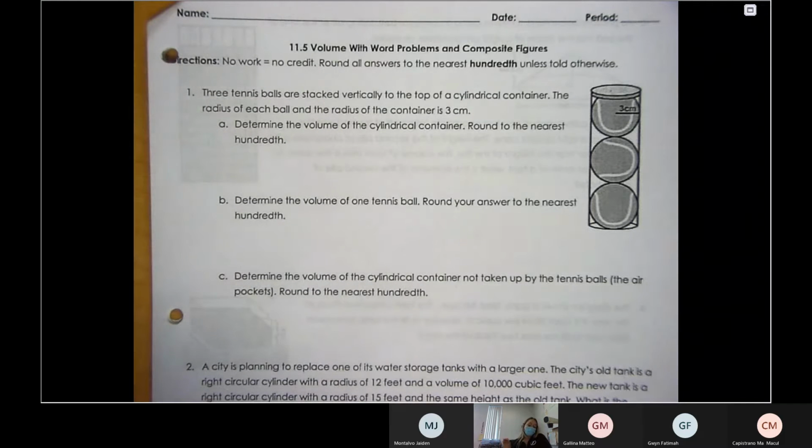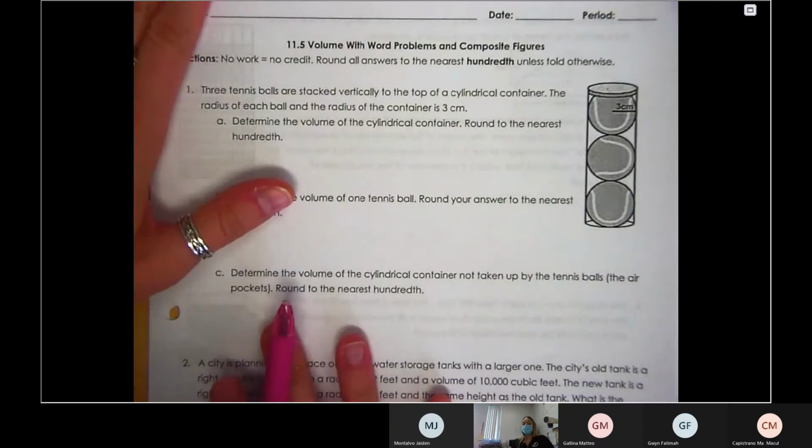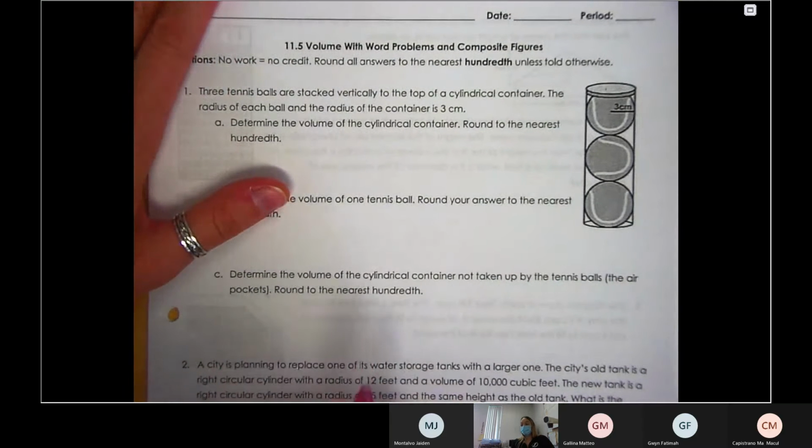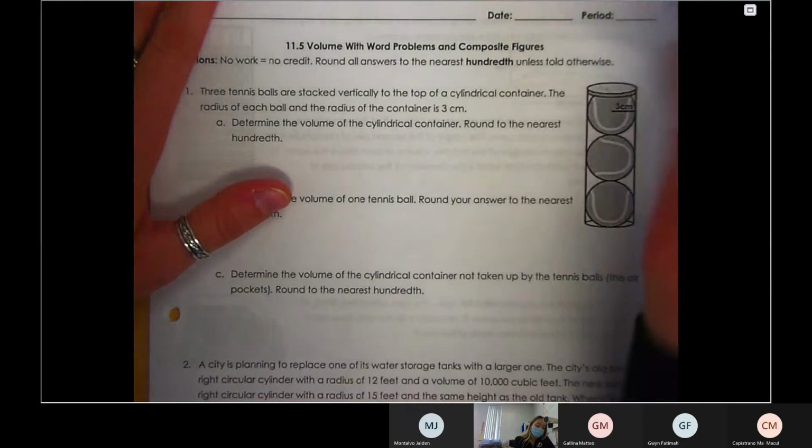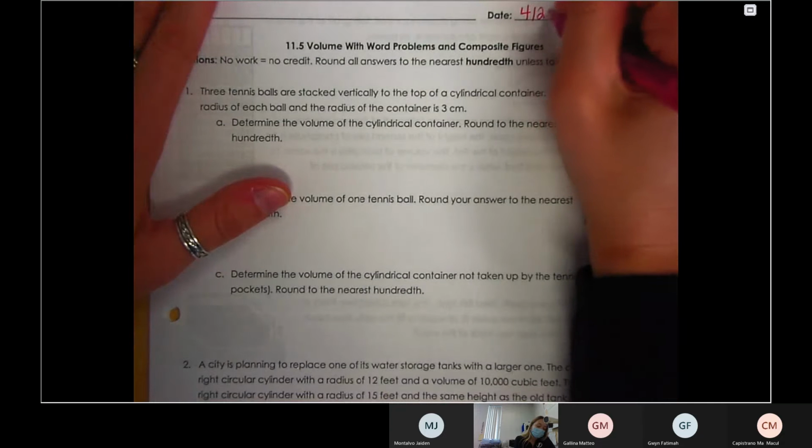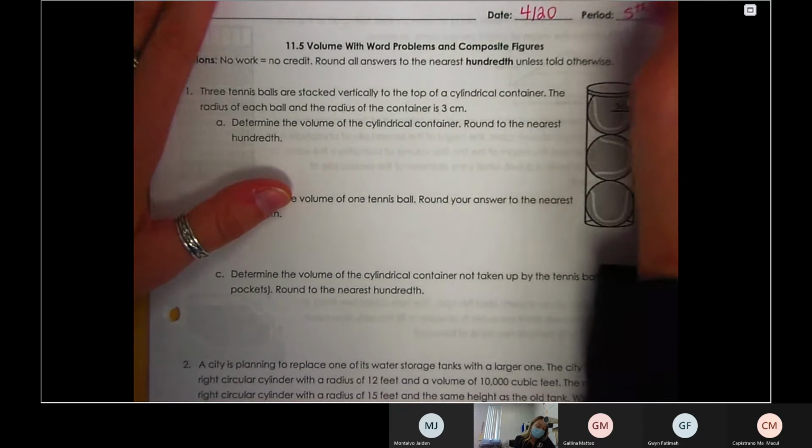You are going to make sure you show work for each one. We're going to label the picture with all the information that we know, and we're going to round all of our answers to the nearest hundredth unless otherwise told. So unless I say round to the nearest tenth, just assume that you're rounding to the nearest hundredth for every one. So let's get started on our first problem.